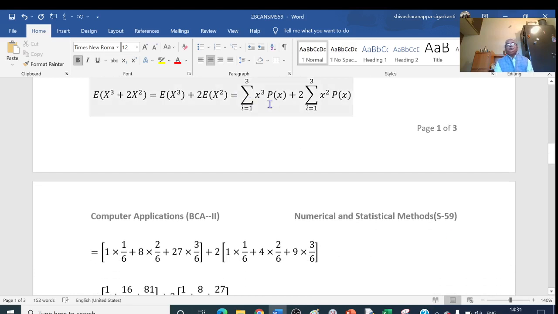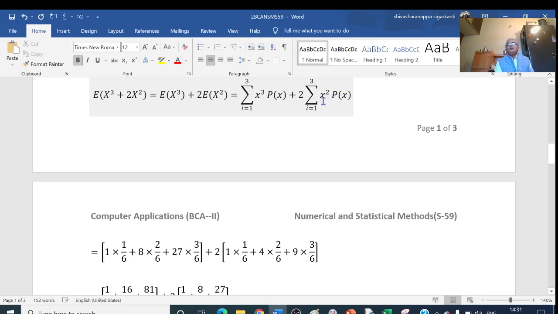So that is x cube into p(x), where x takes the value from 1 to 3: x equal to 1, x equal to 2, x equal to 3. 1 cube, 1, into p(1), plus 2 cube, 8, into p(2), plus 3 cube, 27, into p(3), which is 3 by 6, plus 2 into E of x square, which is the summation i from 1 to 3 of x square into p(x).